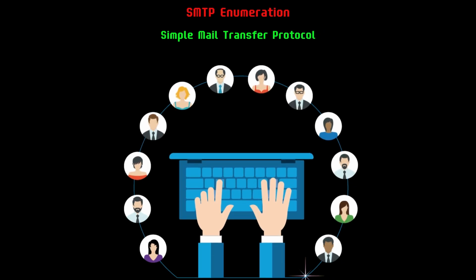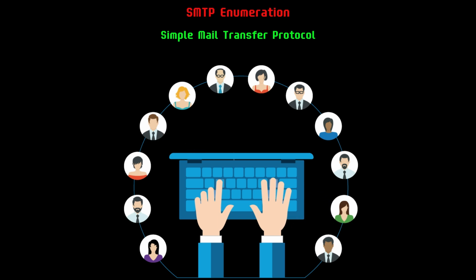Before enumeration, first let's see, what is SMTP? SMTP, or Simple Mail Transfer Protocol, is a protocol which is used for sending emails across networks. It is a text-based protocol that allows email clients to communicate with email servers to send and relay messages.